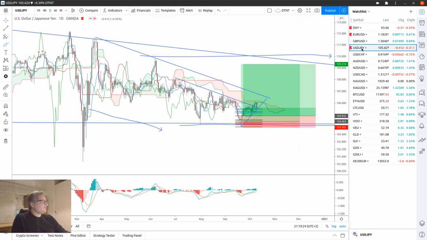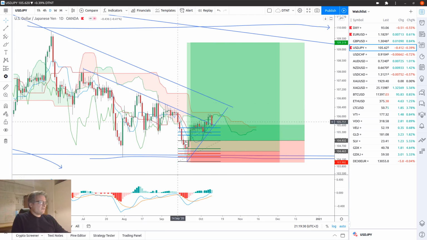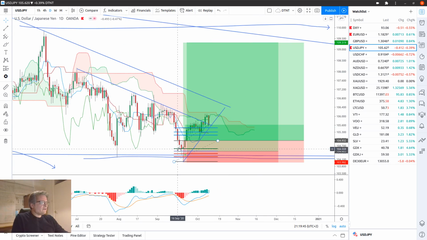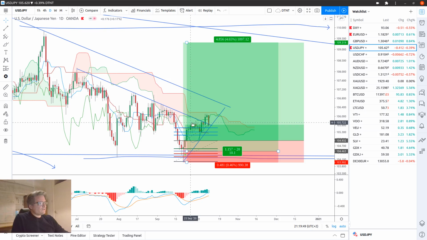Moving to the USD Japanese yen, I have an open trade on this based off this pin bar that formed right on this support and resistance area. We had a bounce here, and now we had a bounce right here with this pin bar, and then when we broke above this pin bar, I went long.